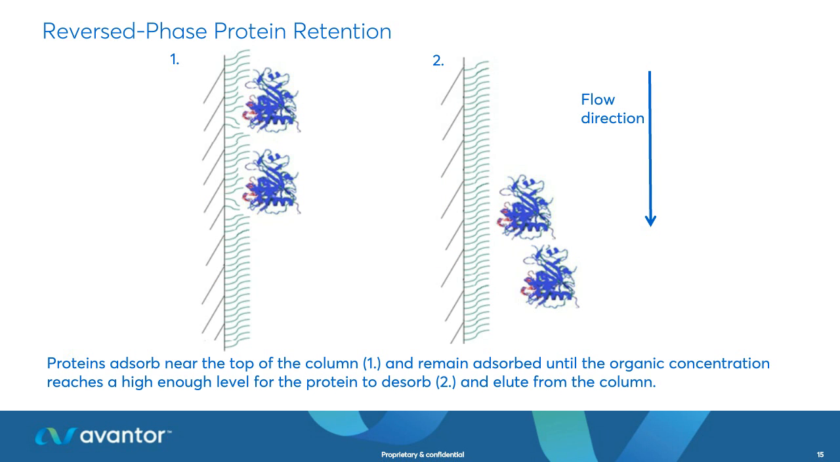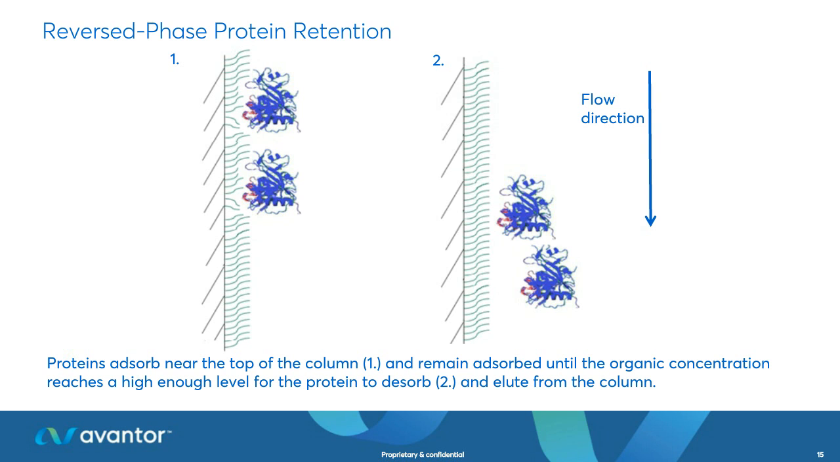If there's no room for my protein at the top of the column, it will go down through the column till it finds a spare site. But in general, you don't need really long columns because your protein will just stick at the top and then come off and elute to give you a peak. So in theory, that should give us a nice sharp peak.